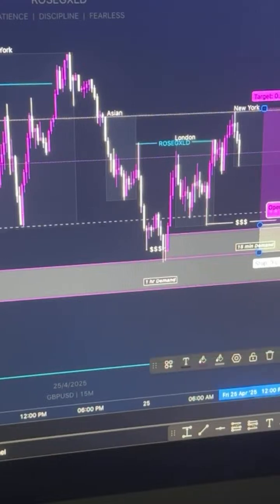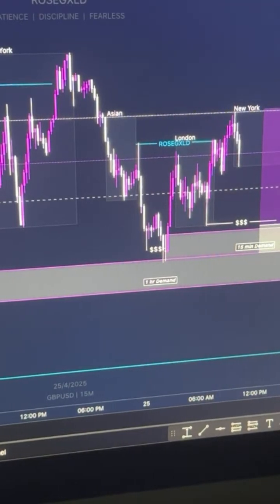And this would be a nice 1-to-4 risk to reward ratio. And that would be a beautiful trade there.